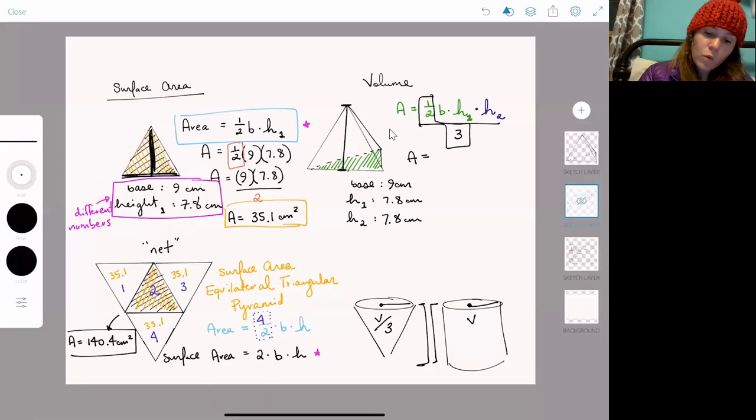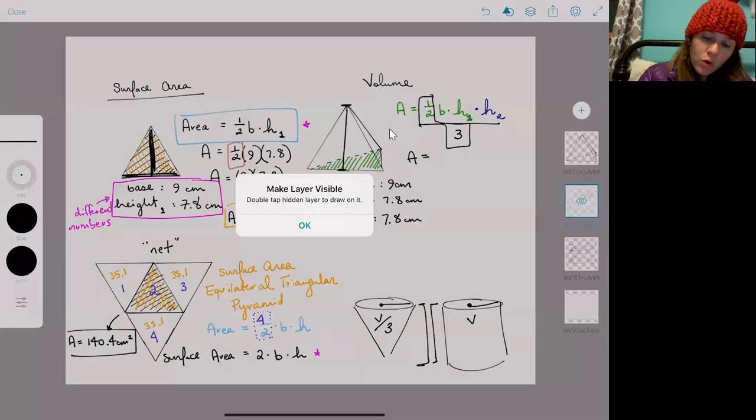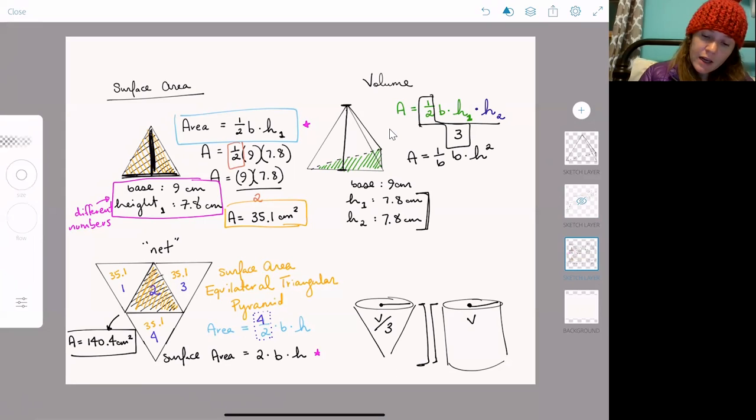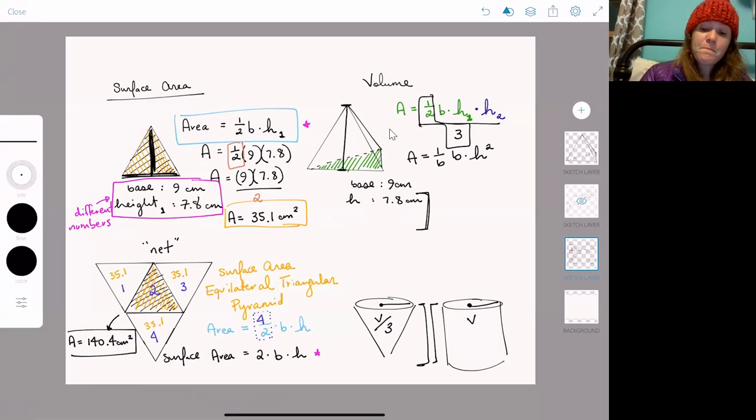So now here, 1/2 divided by 3 is going to equal 1/6 base times height squared, because these two are the same, and so we don't need to distinguish between h1 and h2. We can just say h.